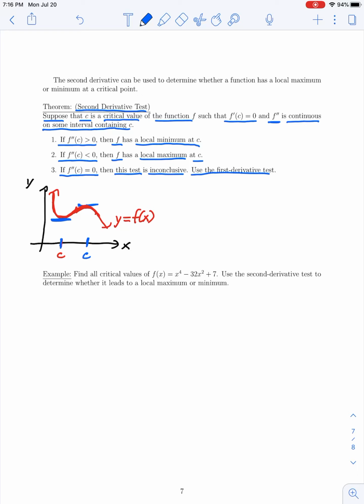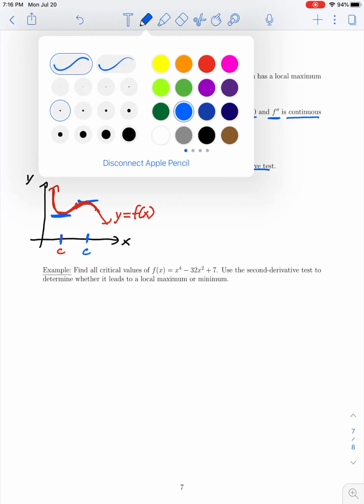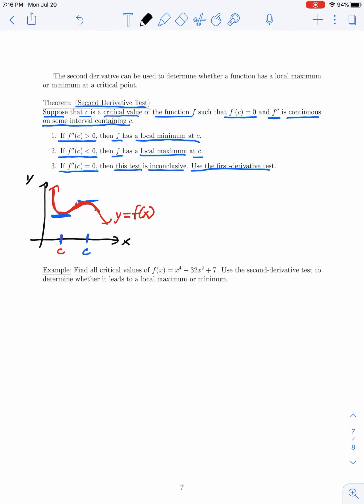So let's look at some examples making use of this new theorem. In our next example, we're asked to find all the critical values of this function f of x, and then use the second derivative test to determine whether it leads to a local maximum or minimum. So first, to find the critical values of this function, we're going to find our first derivative, f prime of x, which is 4x cubed minus 64x.